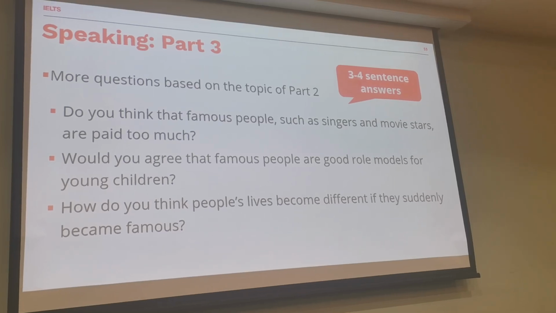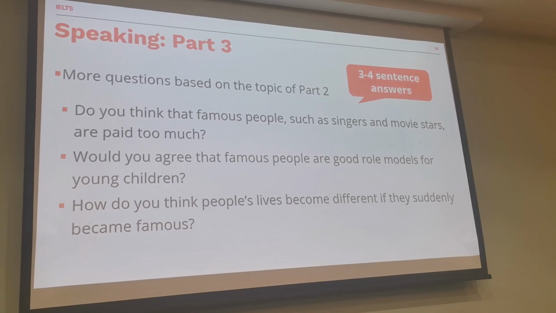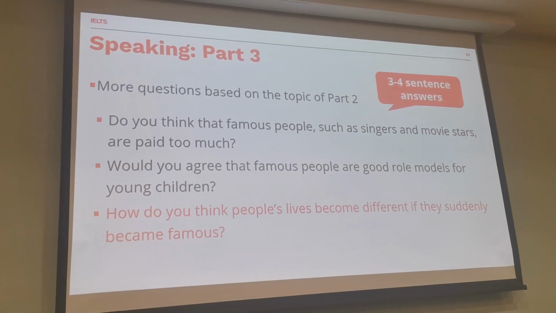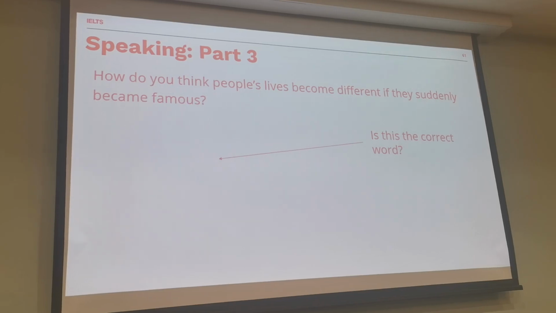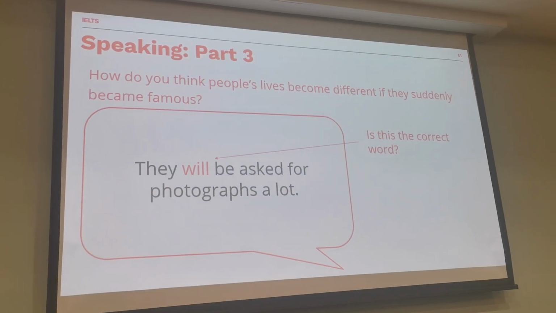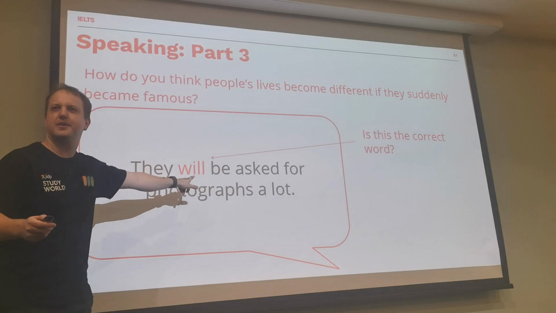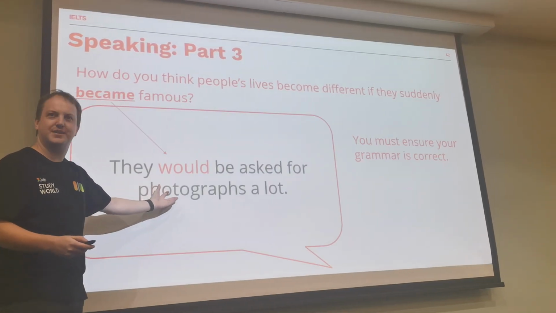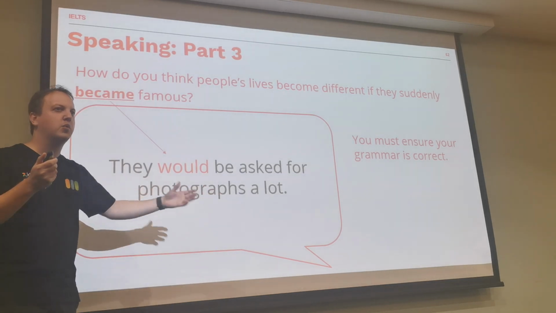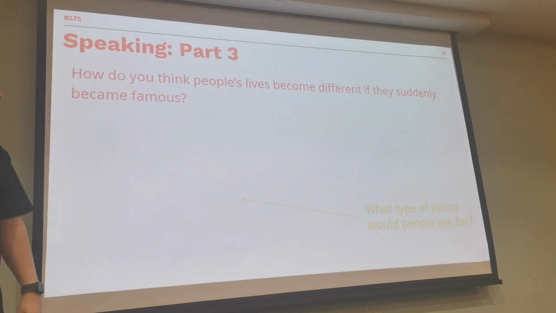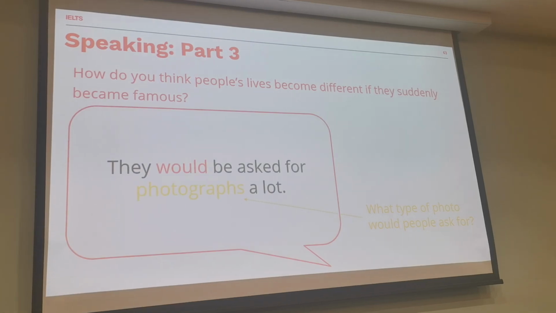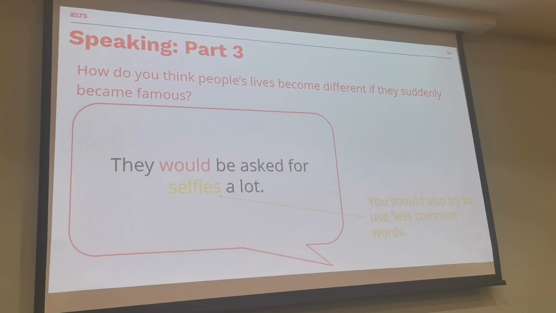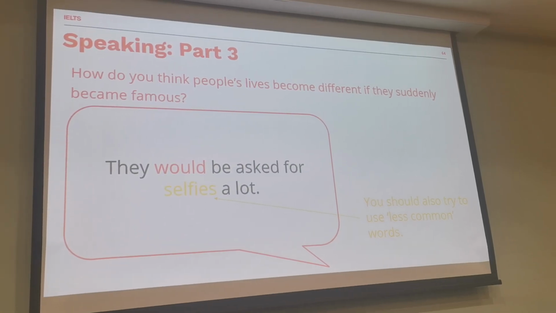And then this one needs to be a little bit longer, 3 or 4 sentence answers, a little bit more detailed. Rush through this a little bit. So be careful with will. If it's a hypothetical, so if people became famous, you have to say they would be asked. Very common mistake, will versus would. And then we've got photographs. We can use a higher level language by saying something like, they would be asked for lots of selfies. Again, pushing it a little bit more.